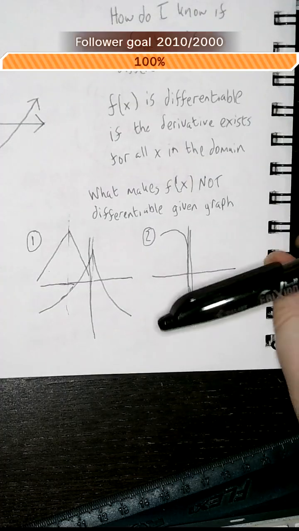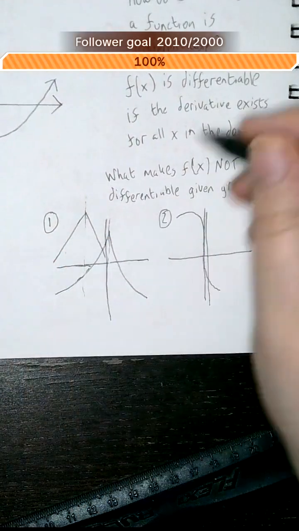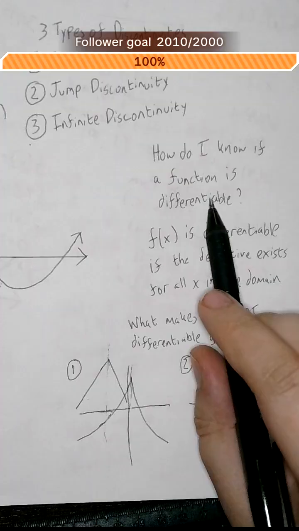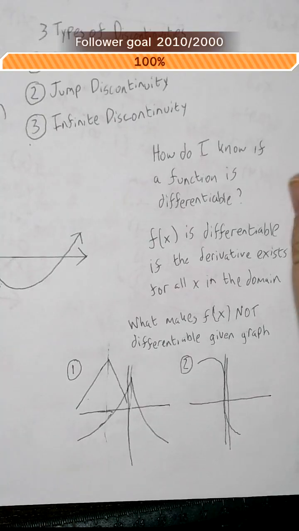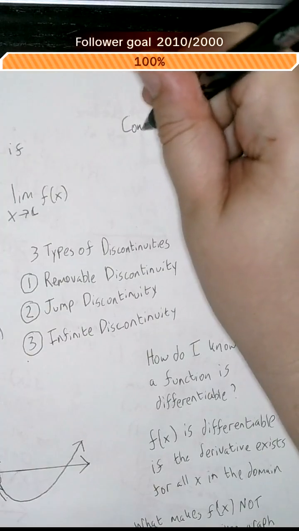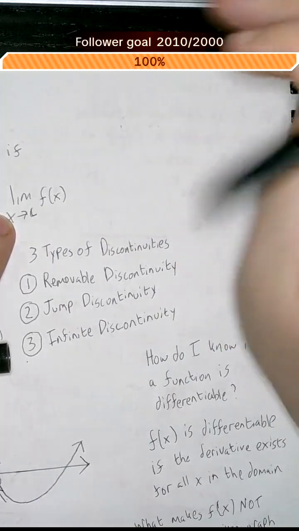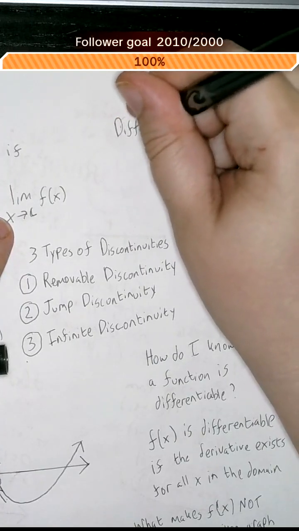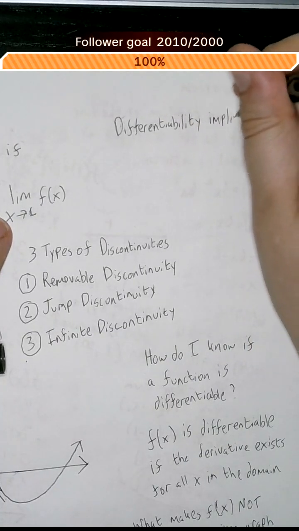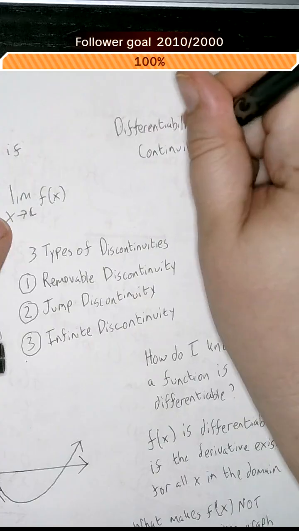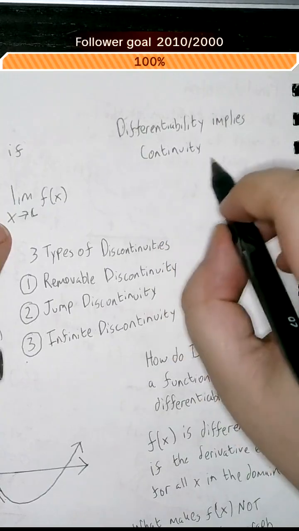Also, the other rule we have to know for tonight is this. The rule that we need to know is that if a function is differentiable, it is automatically continuous. Whereas if a function is continuous, that doesn't necessarily mean that it's differentiable. So, differentiability implies continuity. So if a function is differentiable at a point, it's automatically continuous at that point.